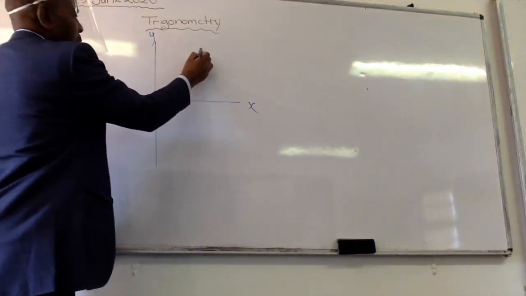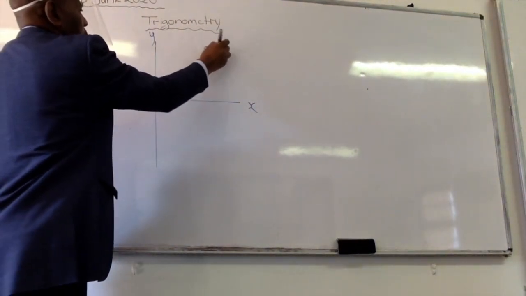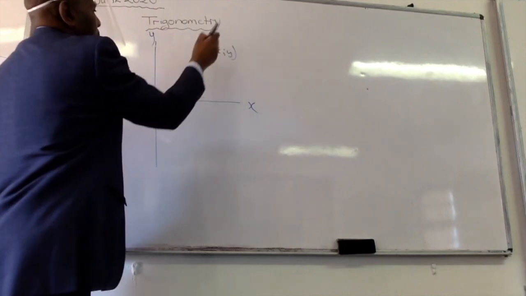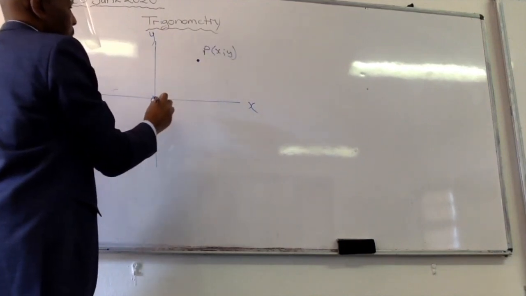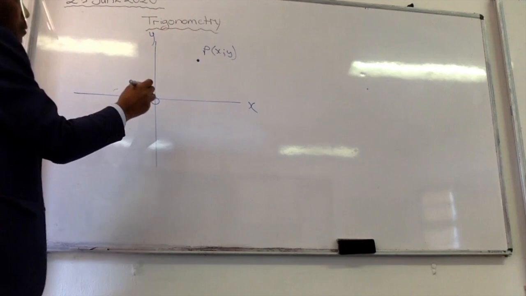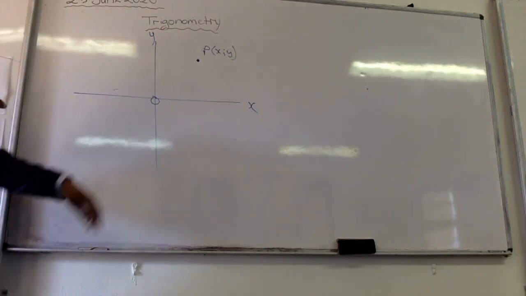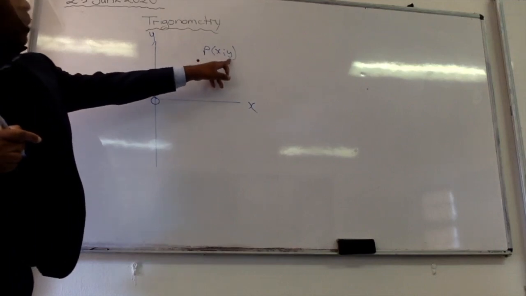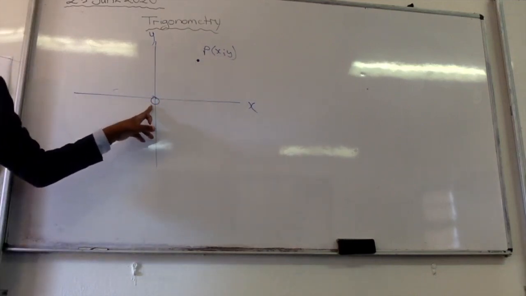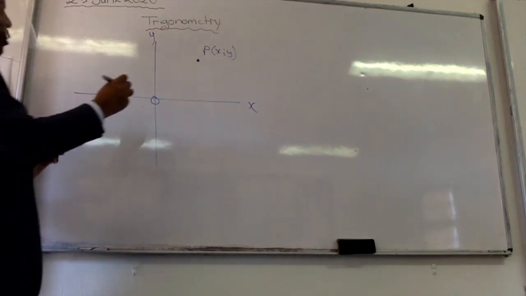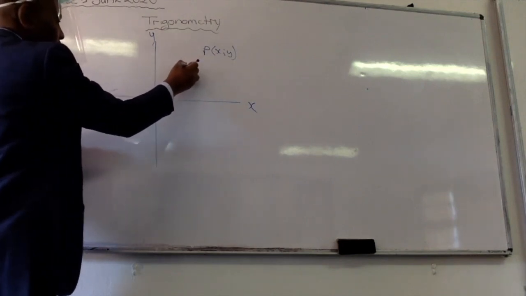If I tell you that there is a point P here, whose coordinates are x, y, right? You can, obviously, because that is point P given in coordinate form. For us to measure x and y, we should be starting from the origin. So we need to start from the origin, so I'll draw a line to the origin.